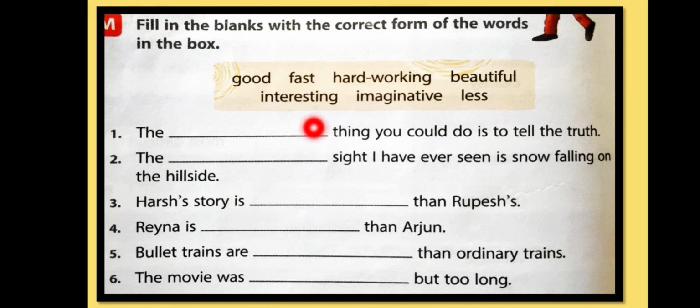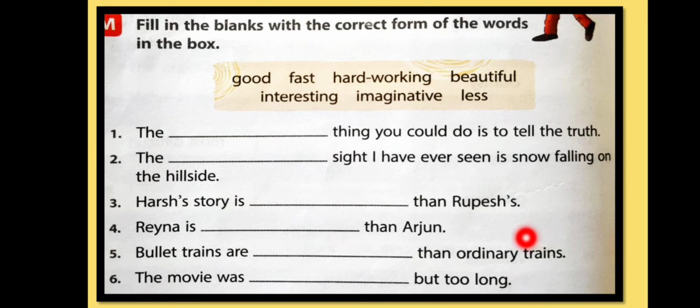Next, Reina is dash than Arjun. So here again you can see two people are compared. Reina and Arjun are compared, and then the word than is used over here. So which can we write over here? Yes, hardworking. We can use the comparative form of hardworking, which is more hardworking. Reina is more hardworking than Arjun.